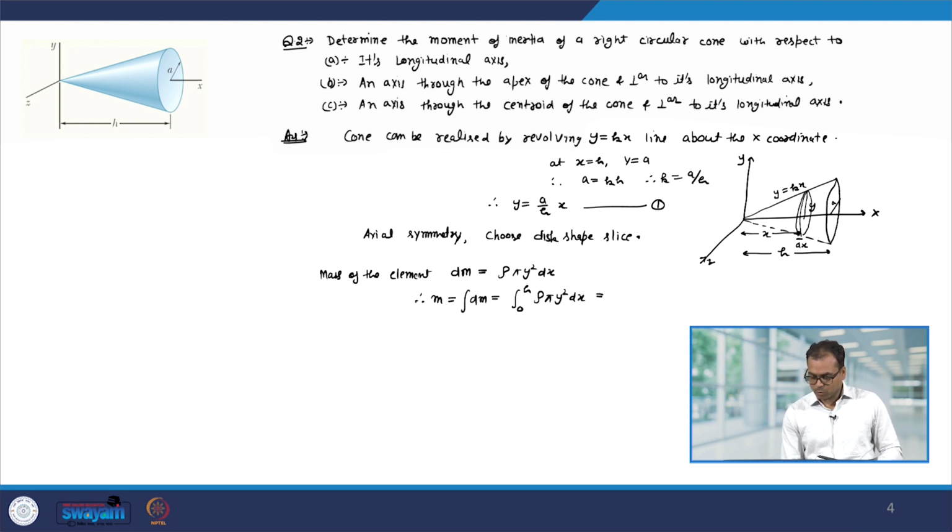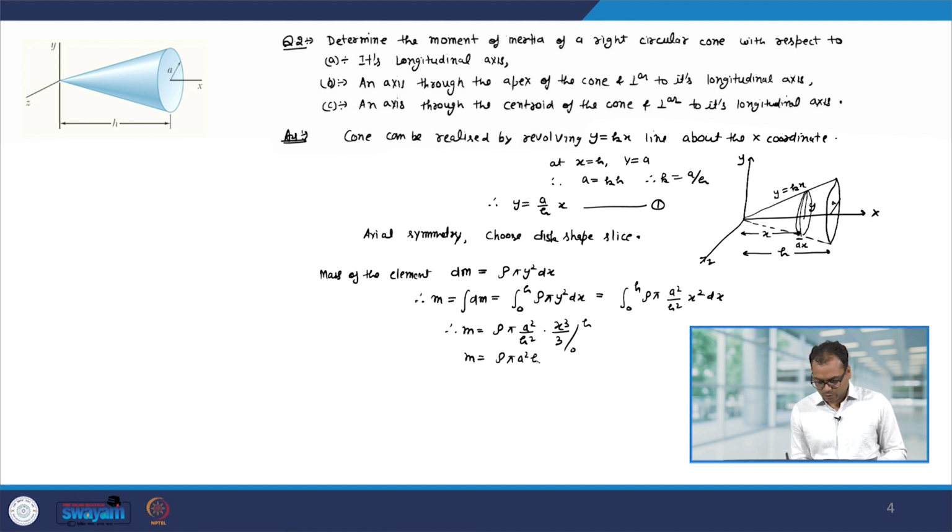So, for that let me first put the value of y. So, I will have integral 0 to h rho pi and y square is a square over h square x square dx. Okay. So, therefore, m is rho pi a square over h square into x to the power 3 divided by 3 and the limit is 0 to h. Therefore, m is equal to rho pi a square h divided by 3. Let me call it equation number 2.